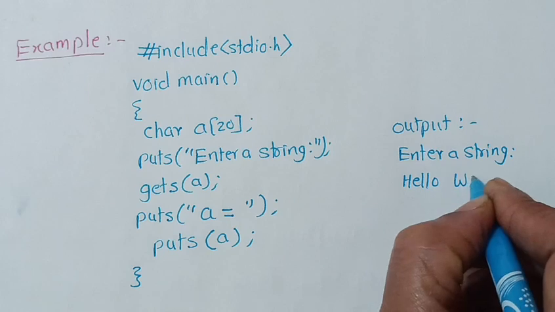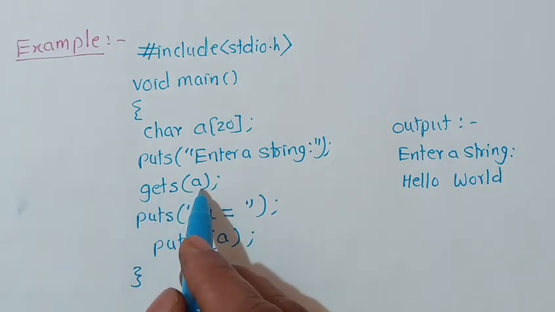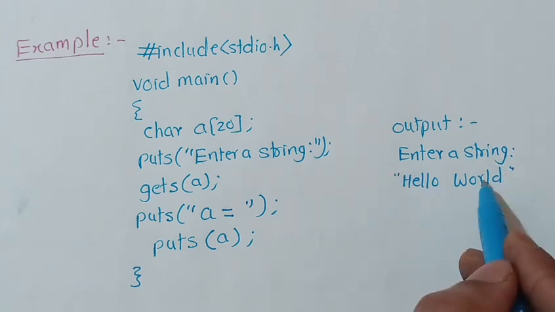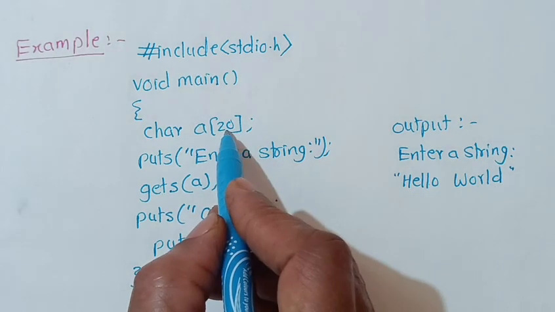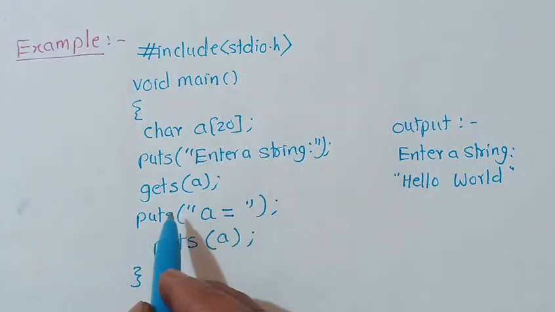I am writing hello world. Then we read the variable here. This hello world is a string. How many characters? 1, 2, 3, 4, 5, 6, 7, 8, 9, 10, 11. We read 11 characters. We can read only up to 20 characters of string here because we gave the size of a as 20.